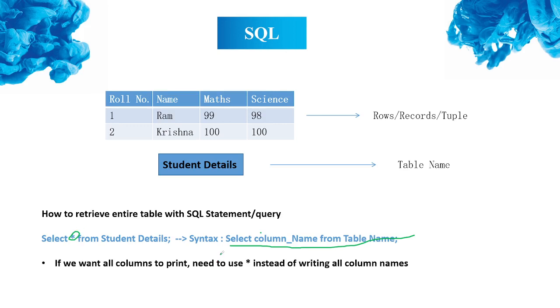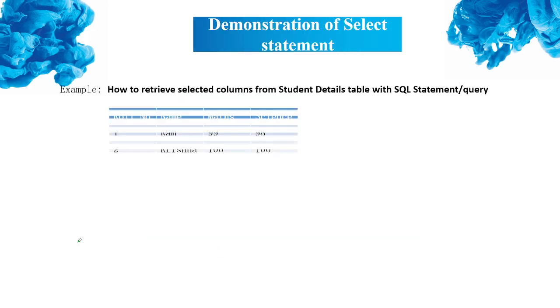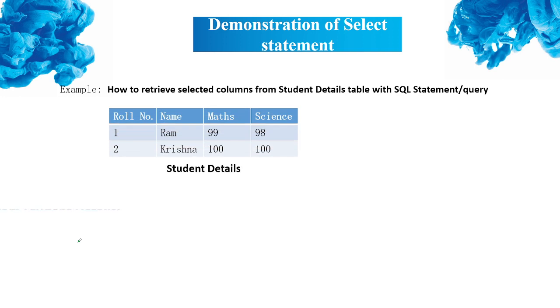If you see here, that is select star from student details. Here is the example for that. Now, how do we retrieve selected columns from student details with an SQL statement or query? Just now I told you, right? If I want to see the details of roll number, maths and science marks, then select roll number, maths, science from student details.